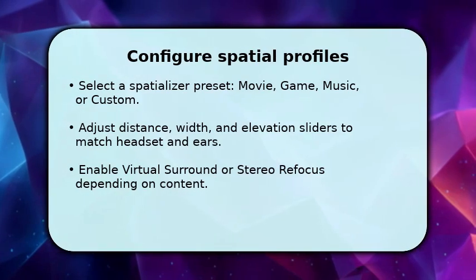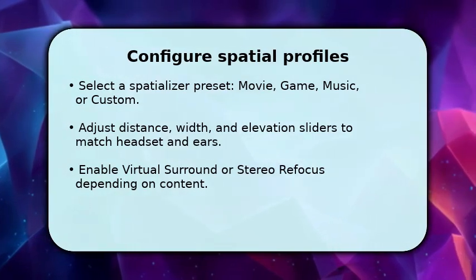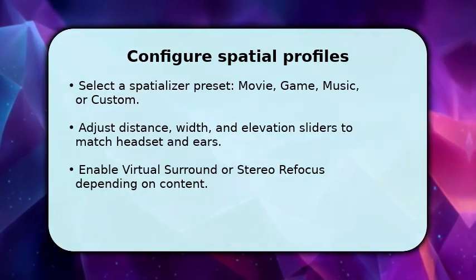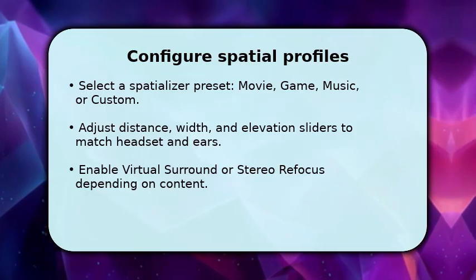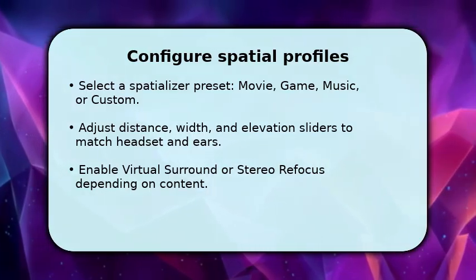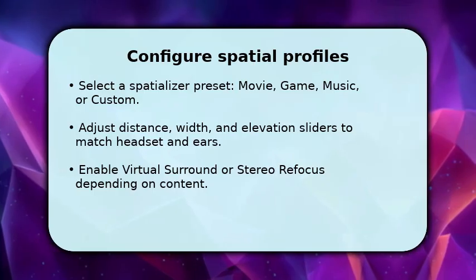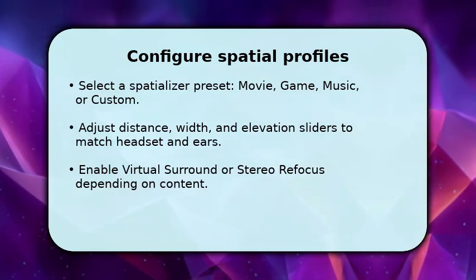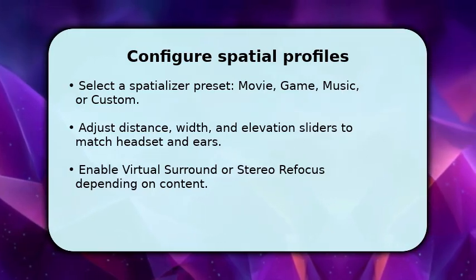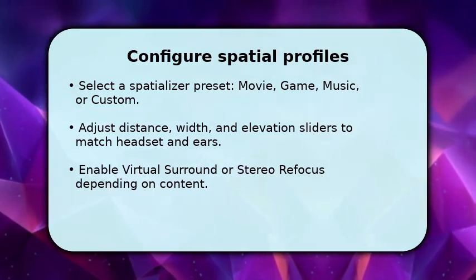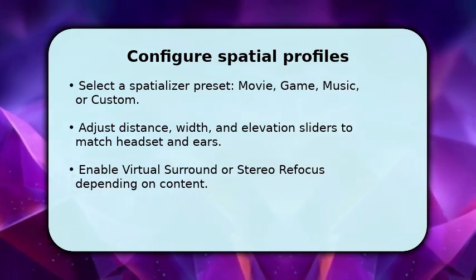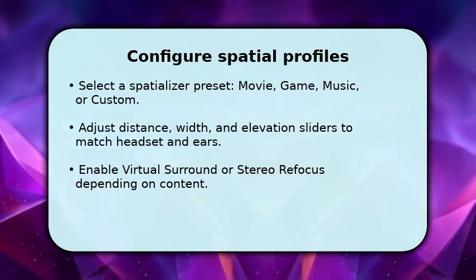You now tailor the spatial profile to match what you hear and why it matters. Choose a preset such as game, movie, or music. These apply different HRTF and reverb curves. Then manually tweak distance, width, and elevation so sounds feel correctly placed, wider for open-world games, tighter for competitive shooters. Make sure virtual surround is enabled for multi-channel simulation, or pick stereo refocus when listening to two-channel tracks. These adjustments reduce localization errors and improve positional cues.